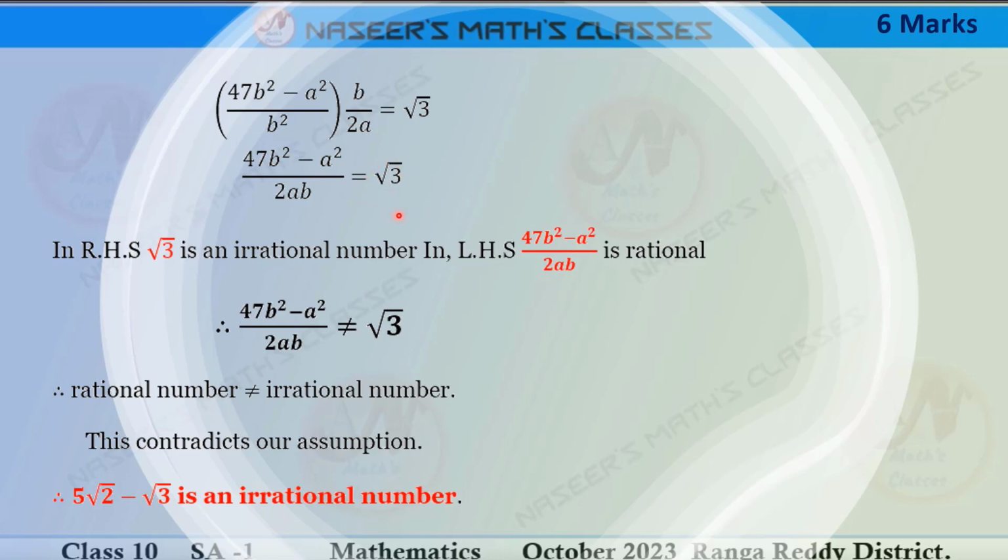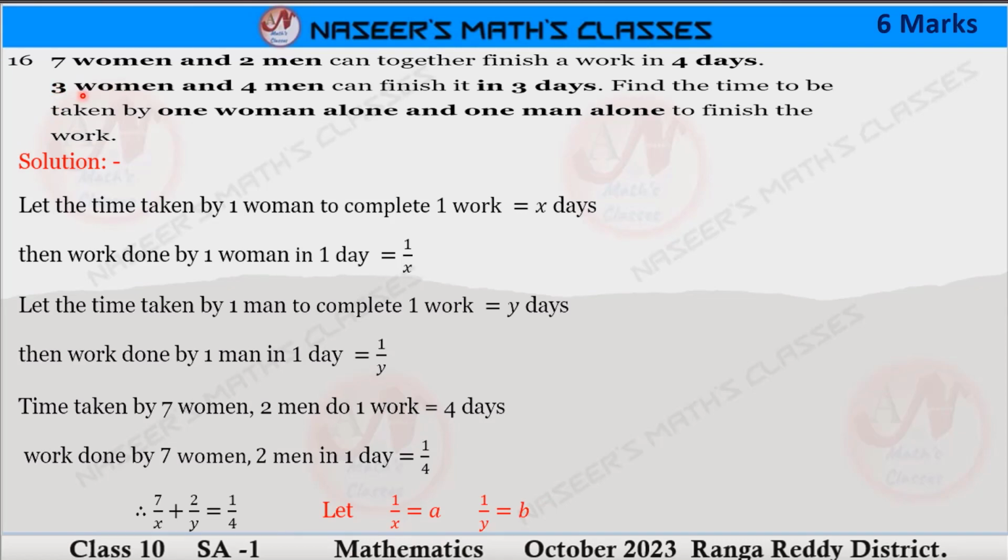In RHS, root 3 is an irrational number, and in LHS, 47b square minus a square by 2ab is a rational number. So we can write 47b square minus a square by 2ab is not equal to root 3. That is, a rational number is not equal to an irrational number. This contradicts our assumption. So we can write 5 root 2 minus root 3 is an irrational number. Hence, proved.